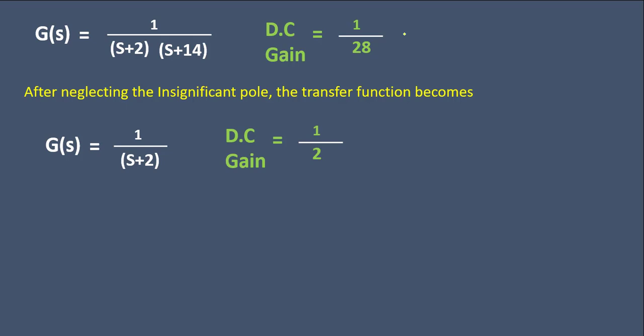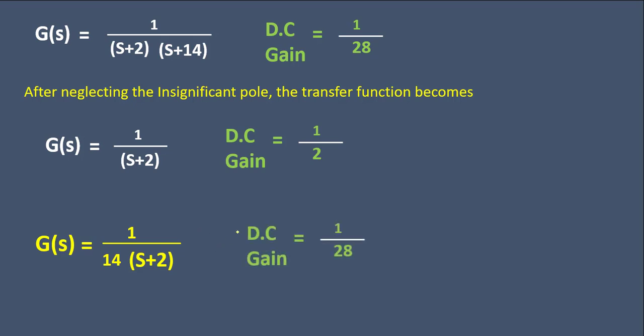So the approximate transfer function will be G(s) equals, first write down 1 upon and then write down the significant pole or the dominant pole. Here it is s plus 2. Now if you substitute the value s equals 0, you will get the DC gain 1 upon 2, but we want DC gain 1 upon 28. So in order to get 1 upon 28, we need to multiply by 1 by 14.